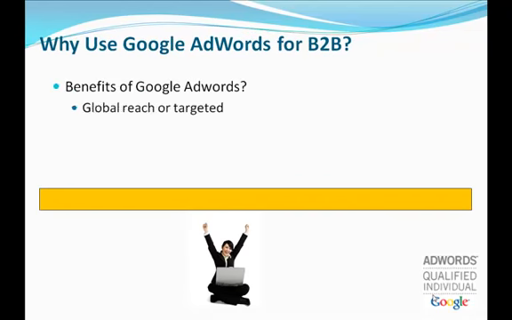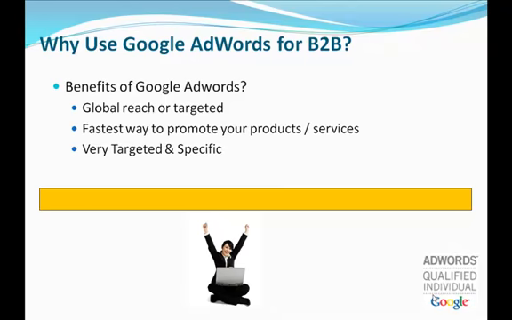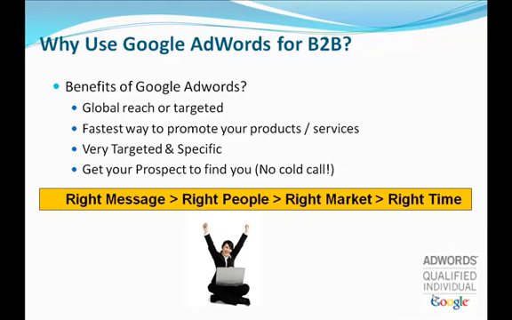In terms of why use Google AdWords, generally it's pull marketing, which means people are looking for you. It's not push. It's not like broadcast messaging. People actually have a problem and they're looking to solve it today. They're motivated. It has a global reach as well. It's the fastest way to promote your products and services. It's very targeted and specific, and you can get a prospect to find you.